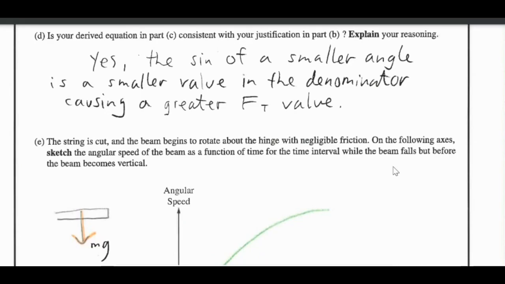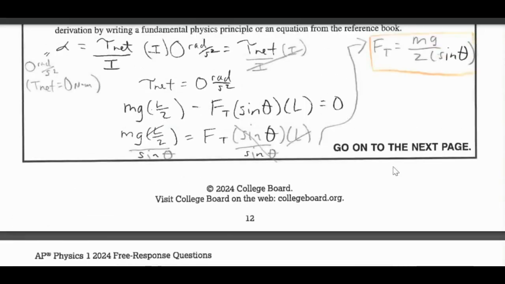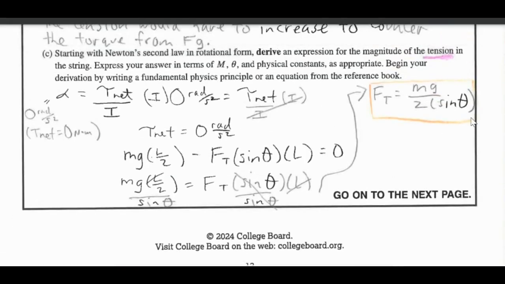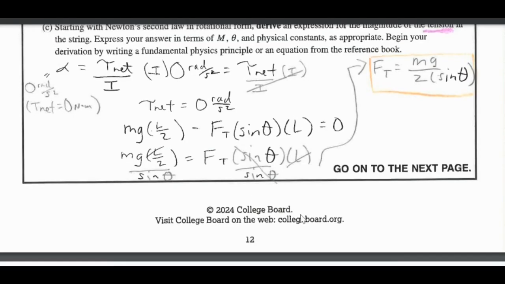Explain your reasoning. So yes, the sine of a smaller angle is a smaller value in the denominator, causing a greater Ft. So if we have a smaller angle in here, then this overall number in the denominator is smaller, and then the entire number itself for Ft is going to be larger.